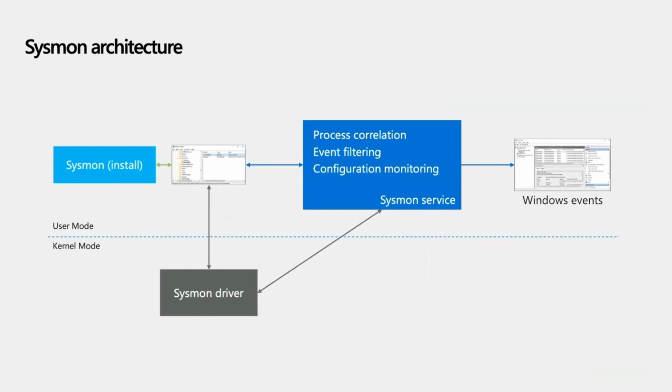It will install a driver and a service. Both the driver and the service collect information about the operating system, and all the events are sent to the service, where there'll be process correlation and filtering. Once the events are filtered, they are saved into the Windows event logs for collection. The service also monitors if the configuration changed, so it can reload it and stay up to date without having to restart the service or the driver.